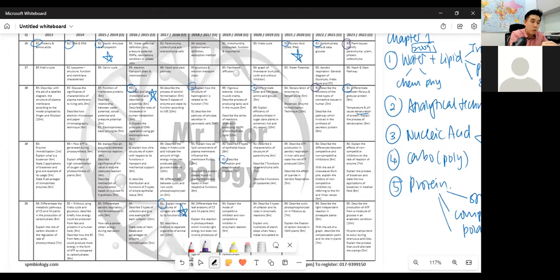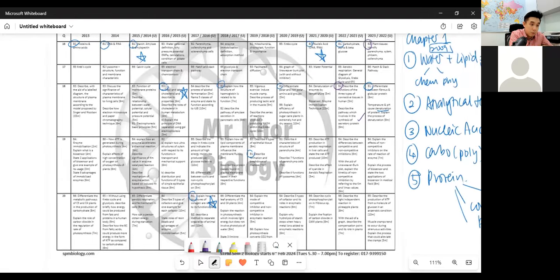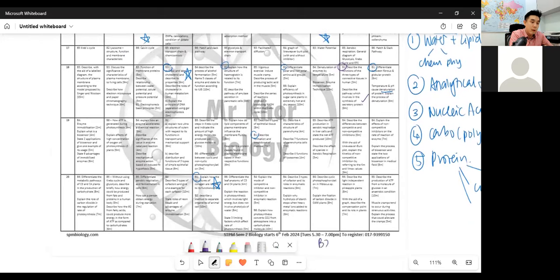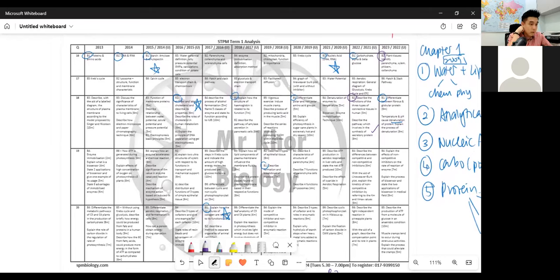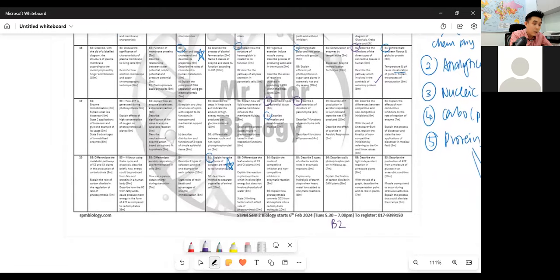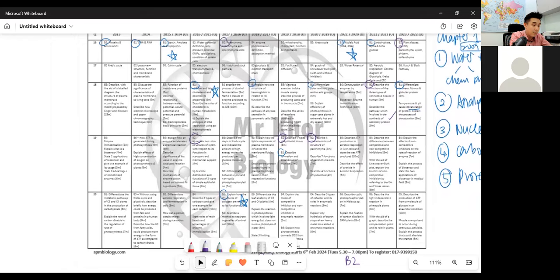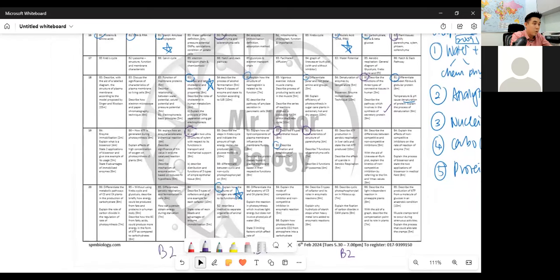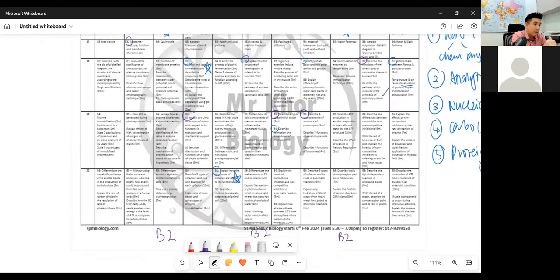2022, the three types of connective tissue and synthesis of protein. After that, year 2021 don't have. What else? 2020, this one got parenchyma. 2019 epithelial, 2018 I suspect don't have. 2017 parenchyma again, 2016 structure of xylem, 2015 don't have. 2014 question 17, 2013 don't have.